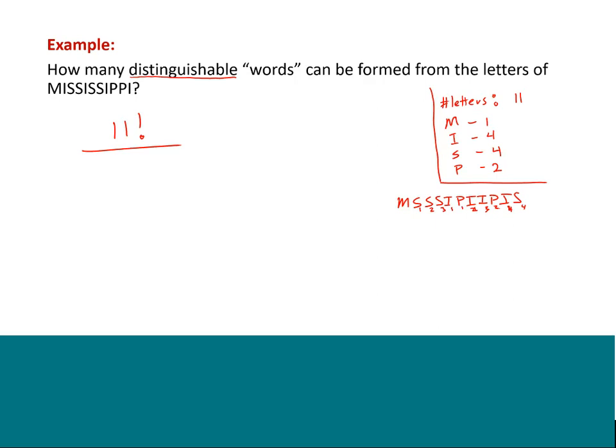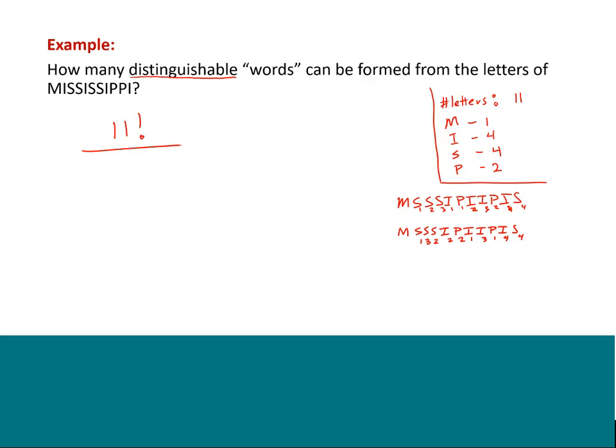Now, the 11 factorial up here, if you rearrange these letters, it'll give you another number in the count. Okay? So I'm going to rearrange these guys. So M, S, S, S, I, P, I, P, I, S. And the M, again, no subscript, but the S's, 1, 3, 2. The I's, 2, 1, 3, 4. The P's, 2, 1. The S, 4.